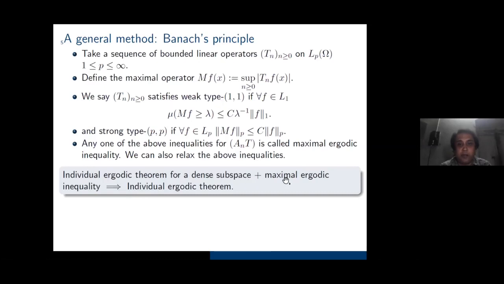What you do is define this maximal operator M for each of them, and you try to prove an inequality, either weak type or strong type. Then you find a dense subspace on which pointwise convergence is true, and then you have the ergodic theorem. The difficult task is to get a maximal ergodic inequality. That is the main step. But there are other proofs also. There are other proofs of Birkhoff's ergodic theorem which do not use this maximal ergodic inequality or Banach's principle.